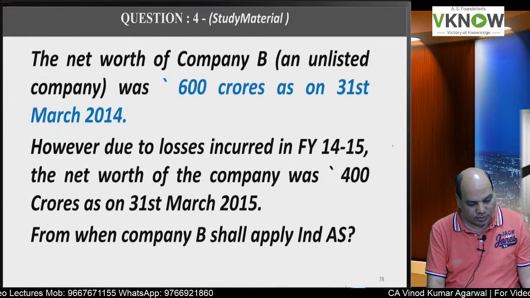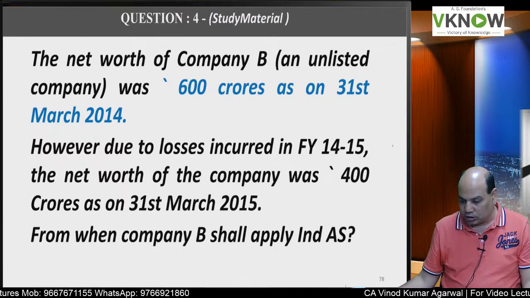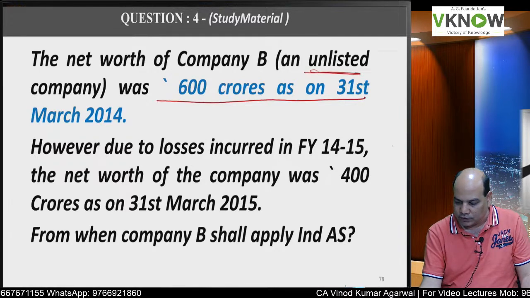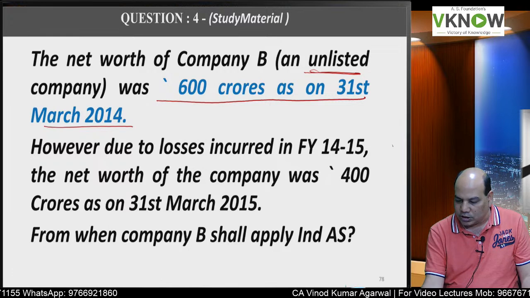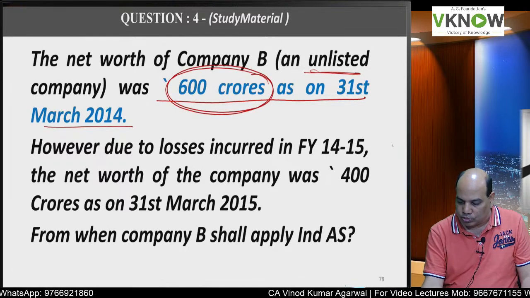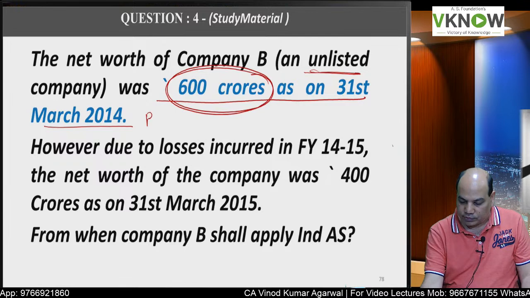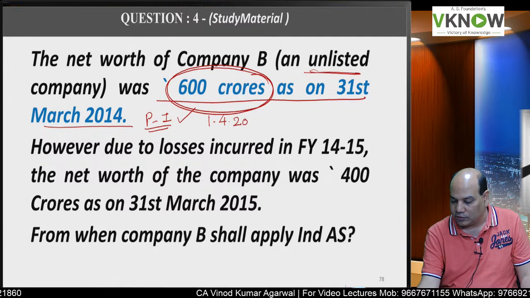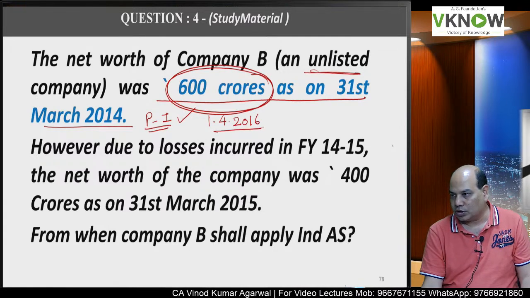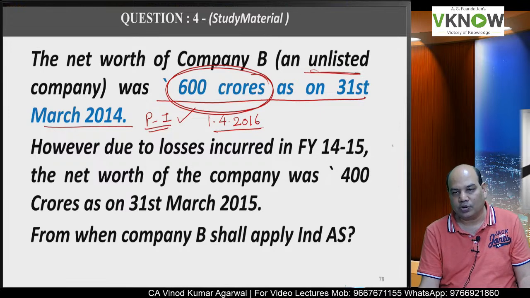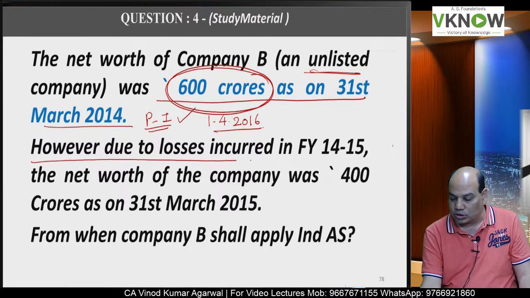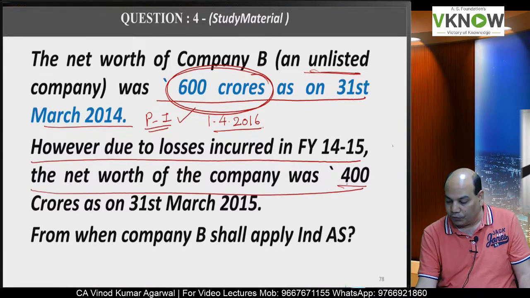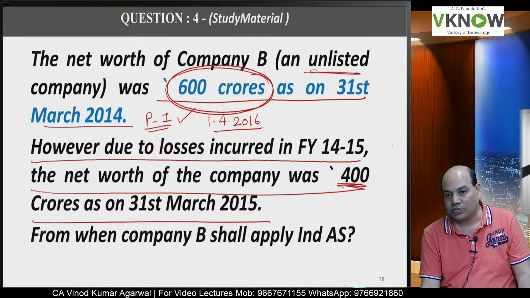Question number 4 from study material. The net worth of company B, first underline unlisted company, was 600 crore on 31st March. So for an unlisted company, if it is 500 crore or more on 31st March 14, phase 1 will become applicable. So it will start falling under Ind AS from 1/4/16. Ind AS will become applicable from 1/4/16. However, due to losses in FY 14-15, good question, the net worth is 400 crore on 31st March 15.